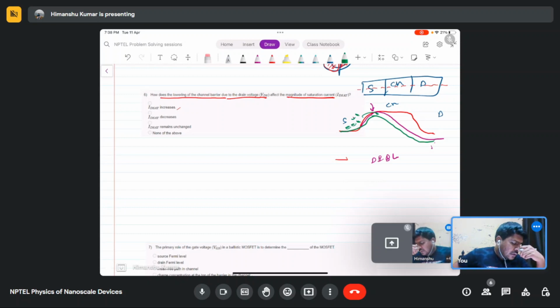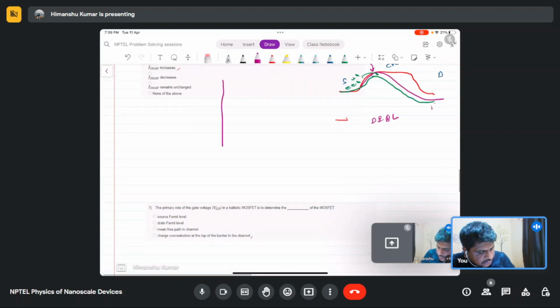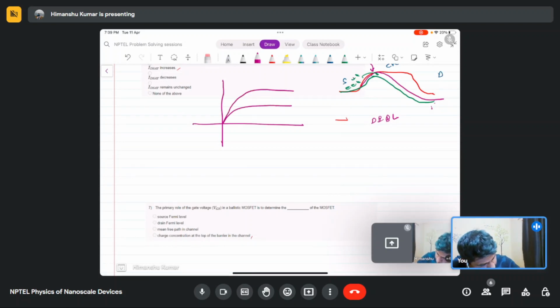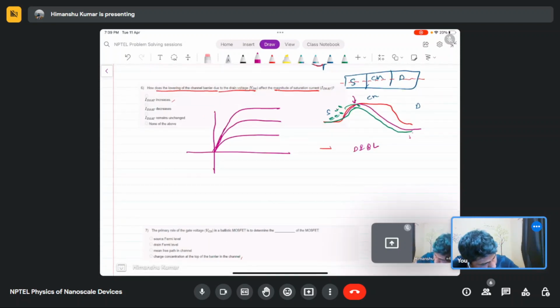So in case DIBL is not there, then your current will get saturated. But as soon as this barrier starts lowering because of the applied drain voltage, your ID set will start increasing. Basically, what you get in the characteristics: ideally, when DIBL is not there, you should get this kind of nearly flat characteristics. Now if DIBL is there, you will get these skewed characteristics.